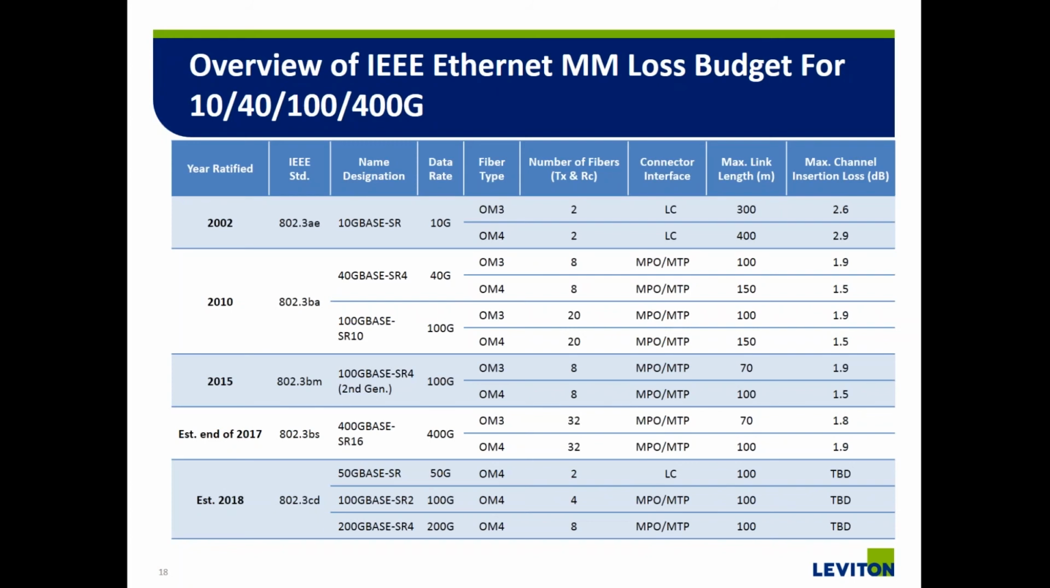400 gig base SR16 is expected to be published at the end of this year, and many manufacturers believe there will be minimal adoption due to the high number of fibers required with a new MTP-MPO connector. Expected in 2018 are new 50, 100, and 200 gig standards that will most likely see adoption earlier and lessen the need for 400G base SR16.